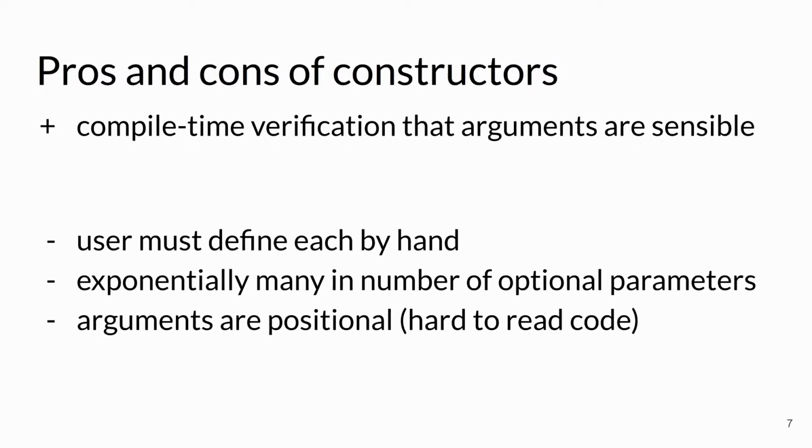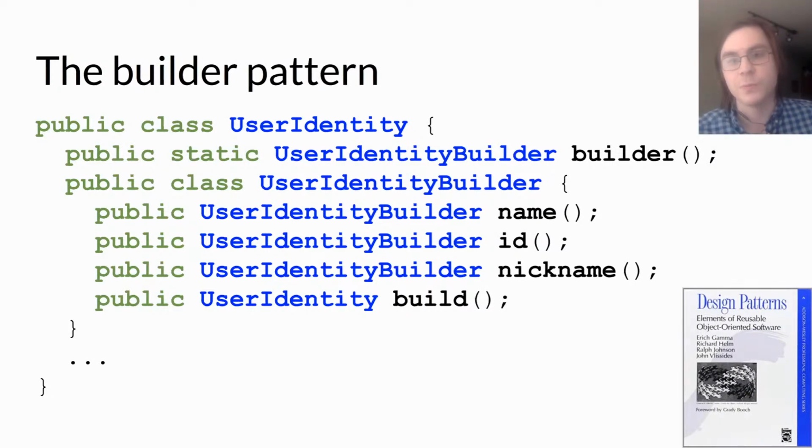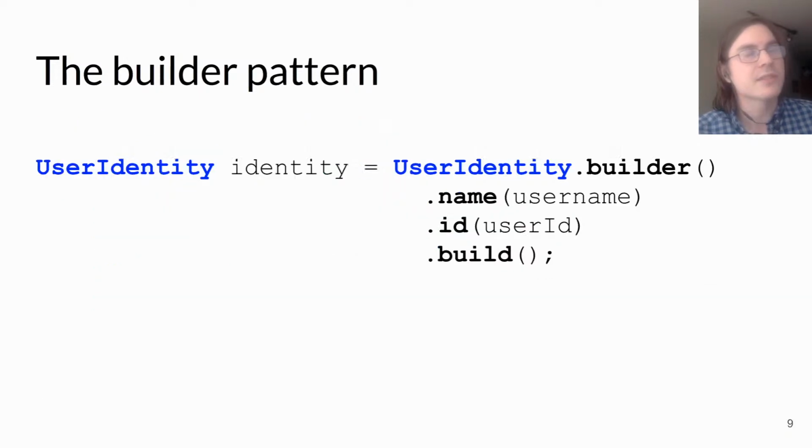And so to deal with these problems, programmers sometimes use alternate object construction APIs like the builder pattern. On the screen, you can see an implementation of the builder pattern for the user identity example. And I want to point out that there's an inner class here called the user identity builder with a number of setter methods, 1 for each parameter. So there's a name, an ID, and a nickname method. And each of those takes a value for that and then sets a field on the builder. And then finally, the build method is called when the object is actually constructed. And that takes all of the parameters that have been provided via the setters and actually constructs the object we wanted. And this leads to nice client code.